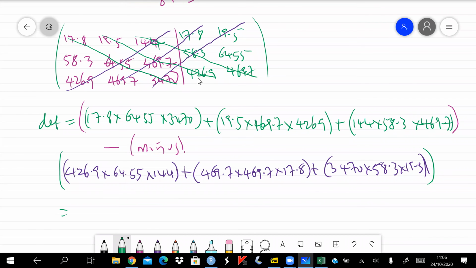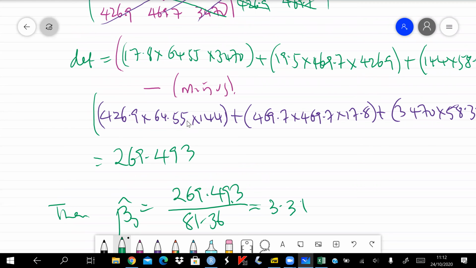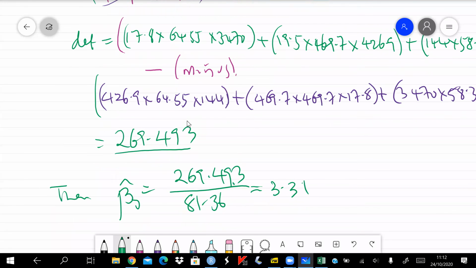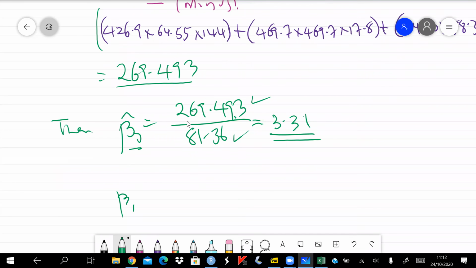Maybe you can quickly do it so that we can get the estimate of beta naught. Then you finish the remaining part at home. Okay, so the determinant of the numerator in the estimation of beta naught will be given by 269.493. Then the estimate of beta naught will be given by that divided by that, which is 3.31. So you can finish the remaining part, so the beta 1 estimate and also the beta 2 estimate after the class.